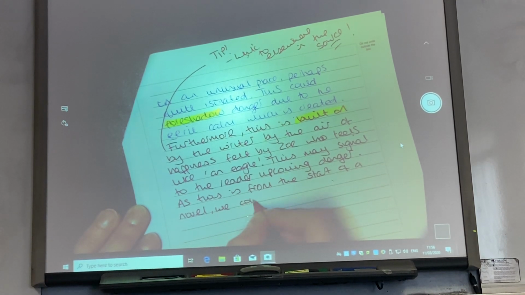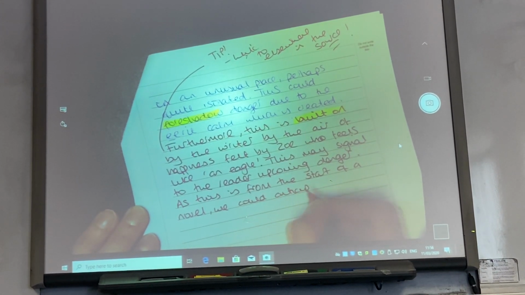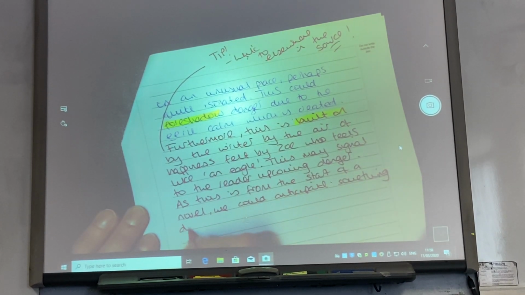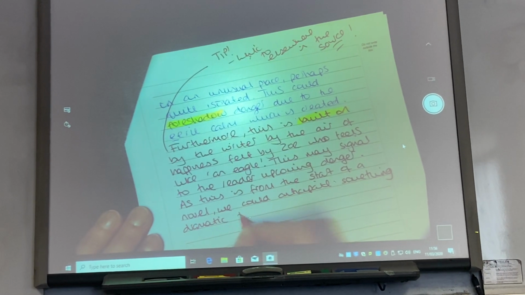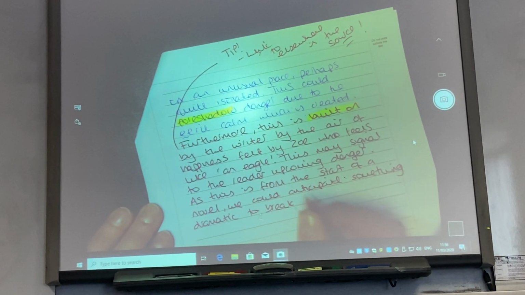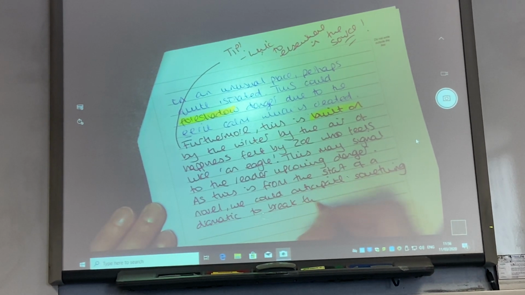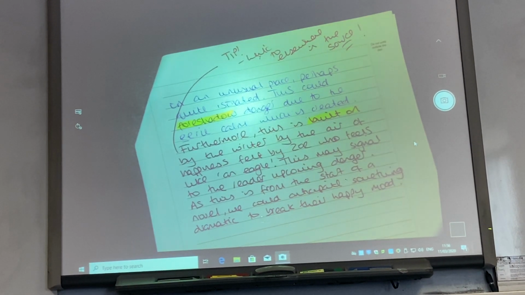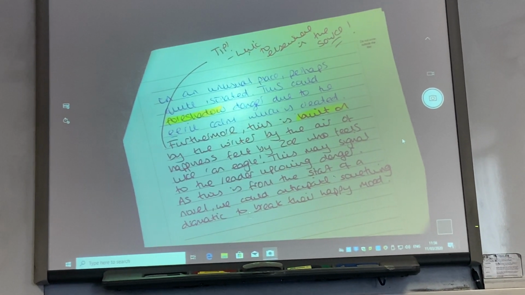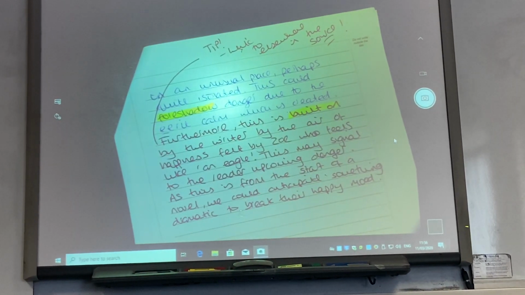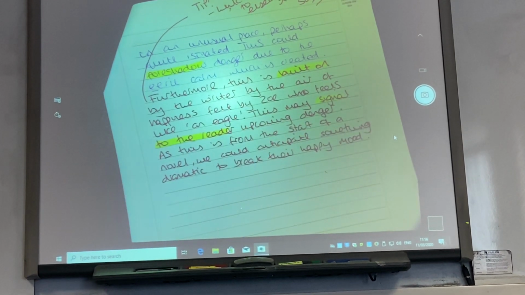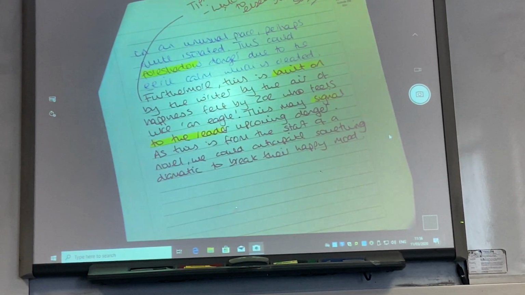We could anticipate something dramatic to break their happy mood, because otherwise it would be boring. Note that I've not put "it makes me want to read on" because that's too vague. Okay, signal to the reader I think is worth highlighting. So that's my paragraph. Feel free to go back and read through it.